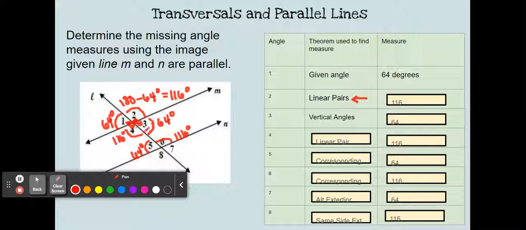7. You could say 7 and 1 are alternate exterior angles. Alternate because they're on opposite sides of the transversal. And exterior, they're on the outside of the parallel lines. So alternate exterior, 7 is 64. And 8, if I compare that to 1, 1 and 8 are same side exterior, which means they are supplementary. So it is 116.